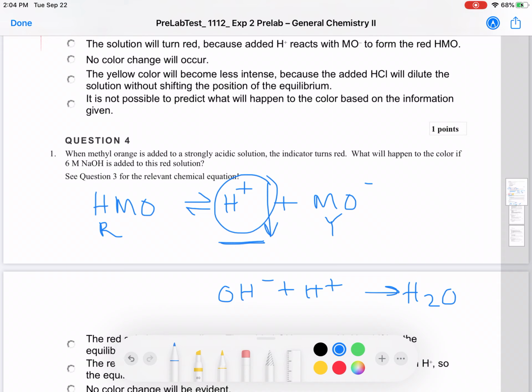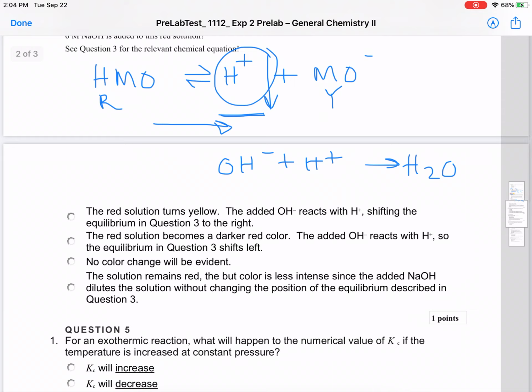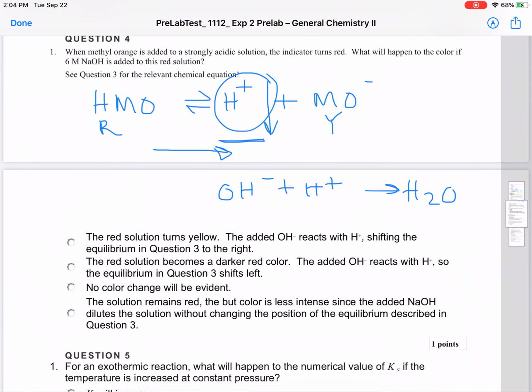The hydrogen ion concentration is going to go low. So what is going to happen to the equilibrium? Which direction do you think it should shift? It will start making more of the products because the H plus is leaving the system, so you want to bring it back to equilibrium. The reactants will start forming more of the products, so the red color will start forming yellow. So when you add hydroxide ions, the red solution turns yellow. The added hydroxide reacts with H plus, shifting the equilibrium in question 3 to the right. So the correct answer would be the first one: the red solution turns yellow.